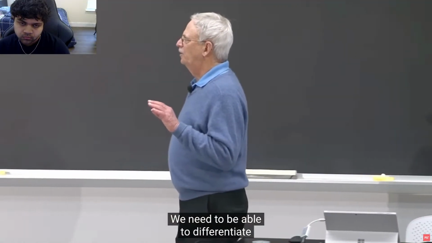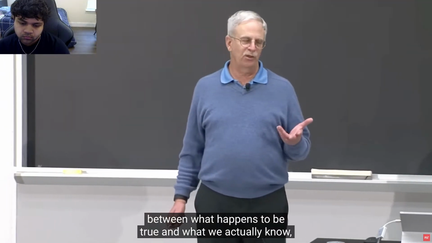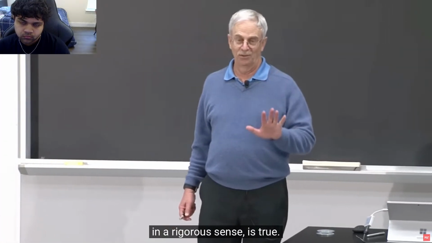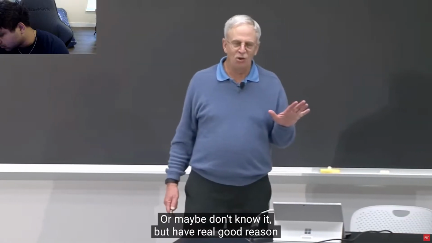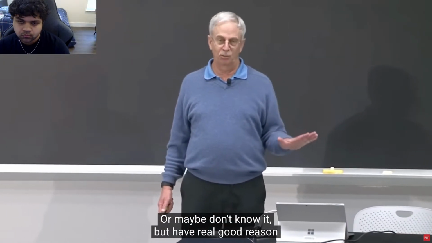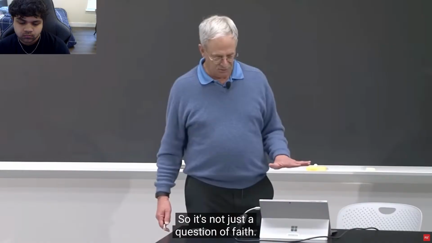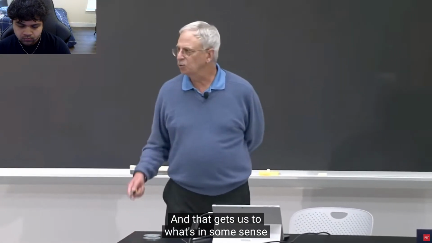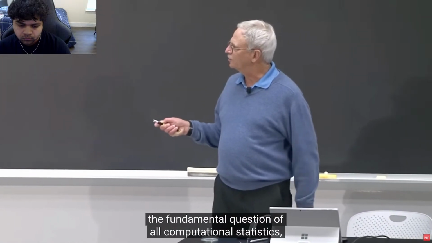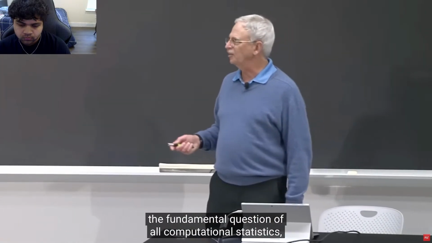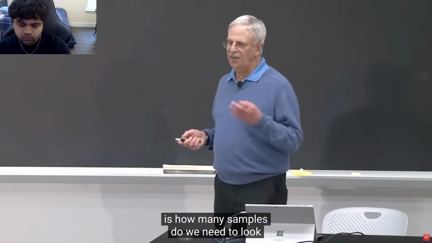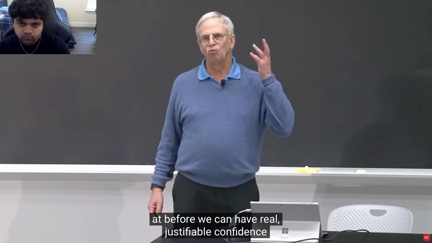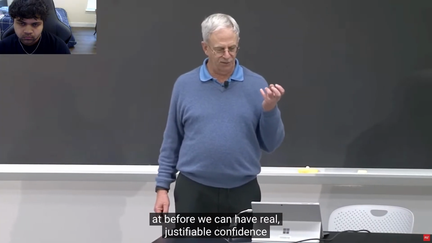We need to be able to differentiate between what happens to be true and what we actually know in a rigorous sense is true, or maybe don't know it, but have real good reason to believe it's true, right? So it's not just a question of faith. And that gets us to what's in some sense the fundamental question of all computational statistics: how many samples do we need to look at before we can have real justifiable confidence in our answer?